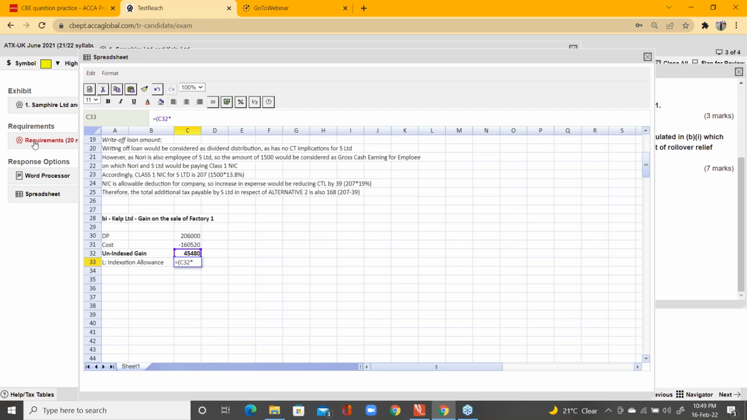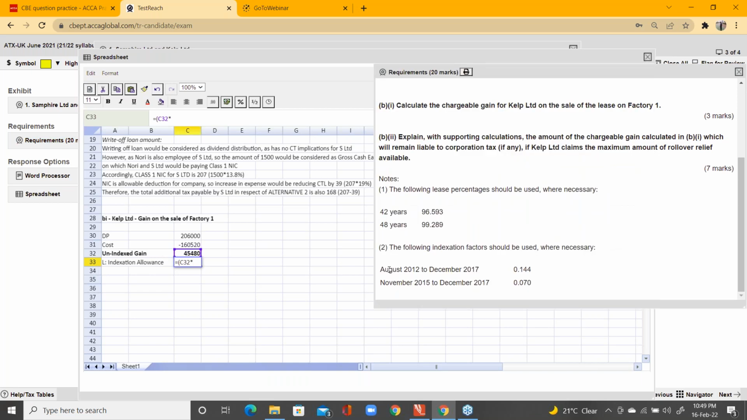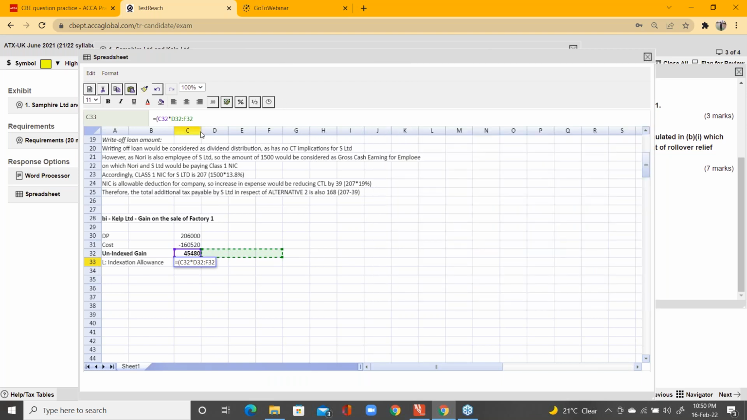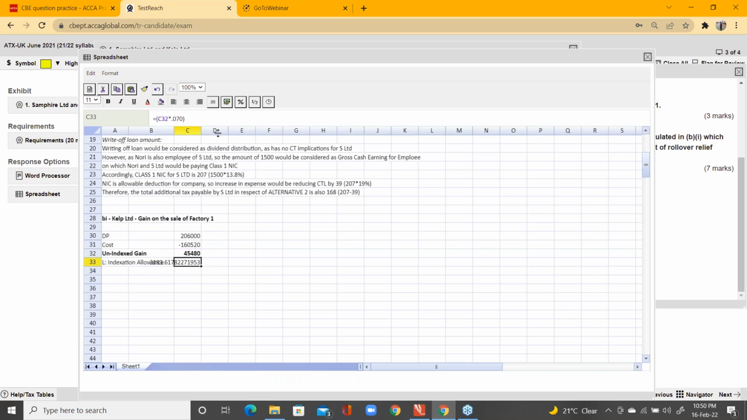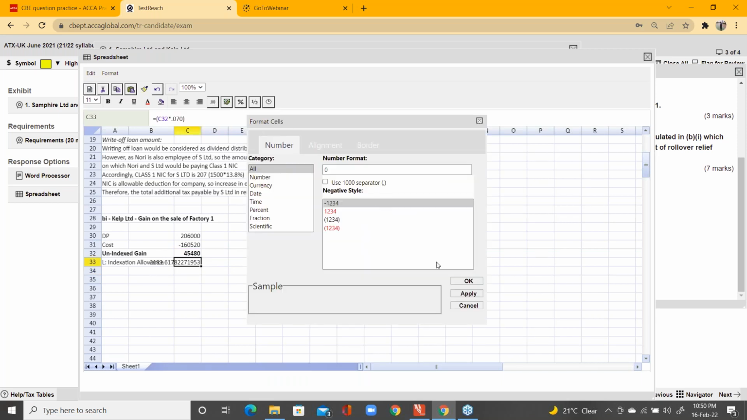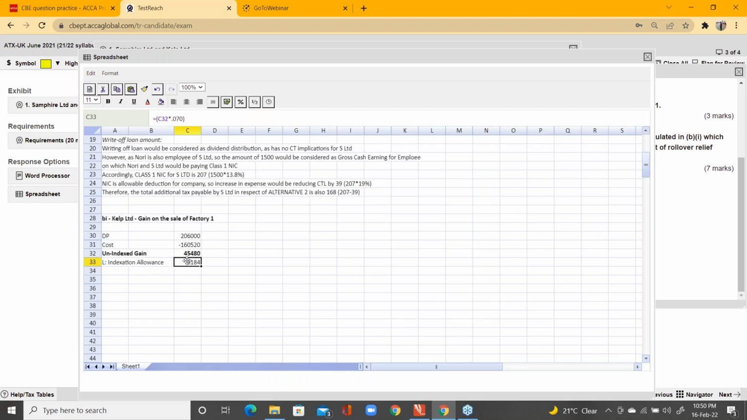Now, which indexation factor should we use? We purchased the asset in November 15, and from November 15 till December 17, the relevant indexation factor is 0.070. So we are going to use the same, multiplied by 0.070, and number format.